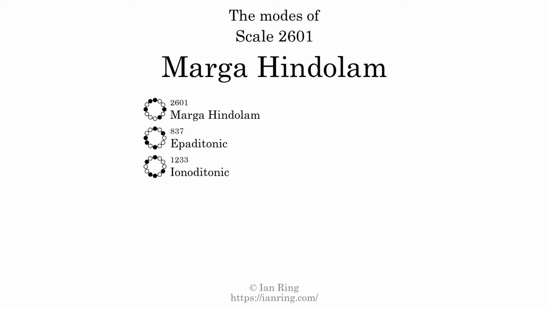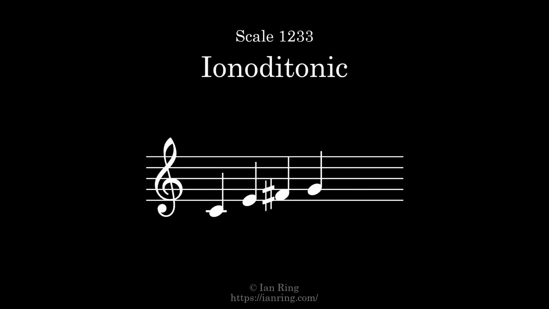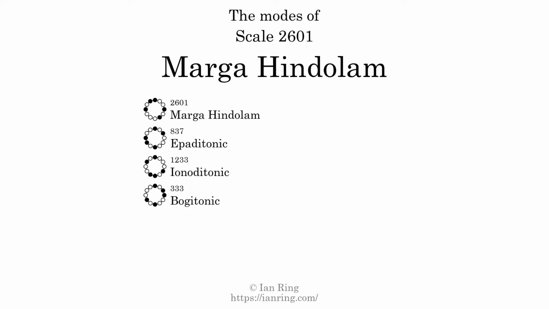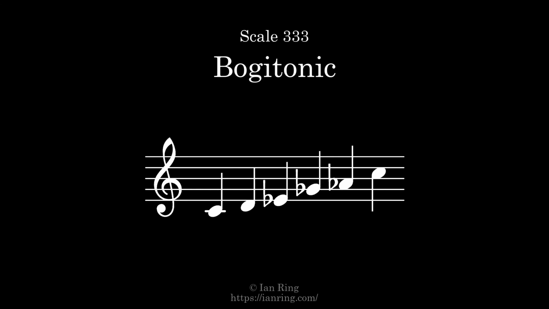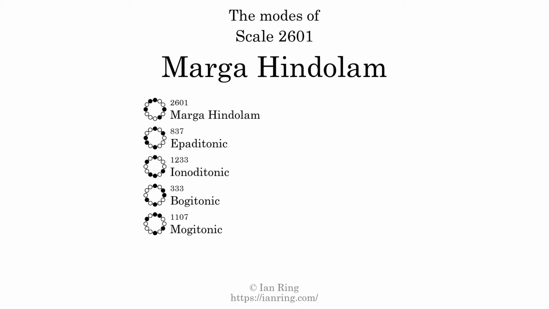The third mode is scale 1233, also known as Untitled. It sounds like this. The fourth mode is scale 333, also known as Mojatonic. It sounds like this. The fifth and last mode is scale 1107, also known as Mojatonic. It sounds like this.